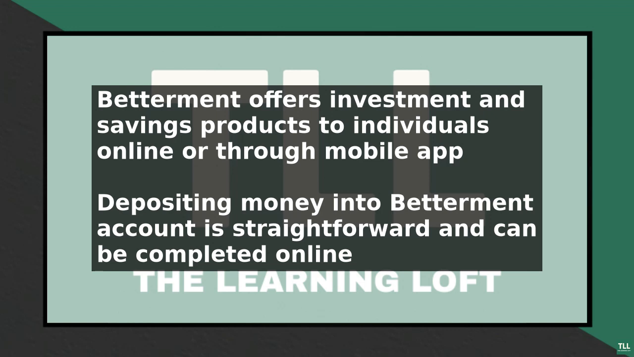To start the deposit process, log into your Betterment account and navigate to the Transfer Money page. From here, you will be able to initiate a deposit from your linked bank account. You will need to have a checking or savings account linked to your Betterment account in order to deposit funds.